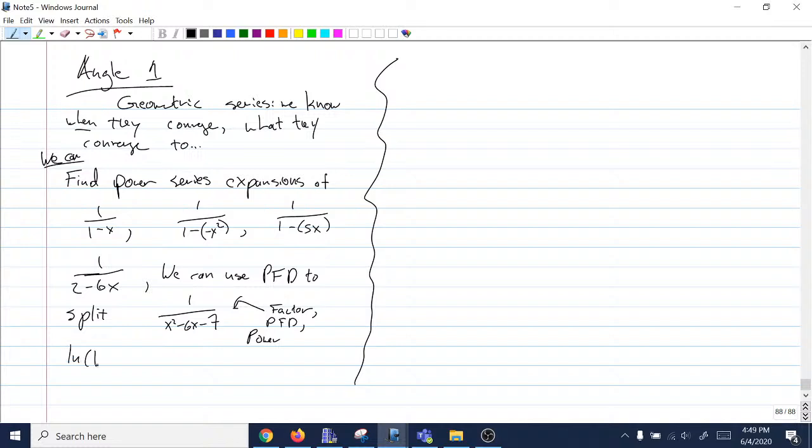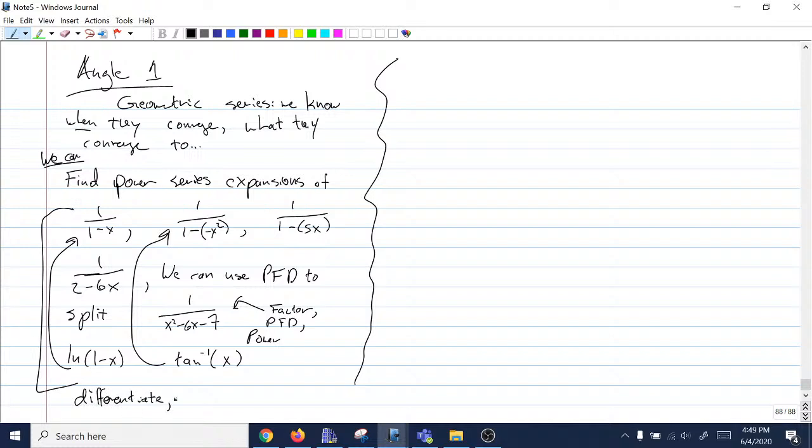We did natural log of 1 minus x because its derivative is one of these. We did tangent inverse x. It was the derivative of this. We can find power series expansions of some functions. We can differentiate and integrate. And that gives us lots of power series expansions that we know converge to the right thing.